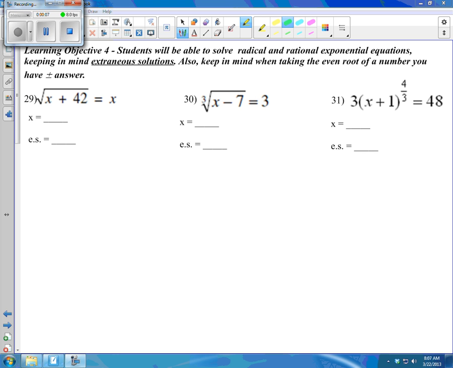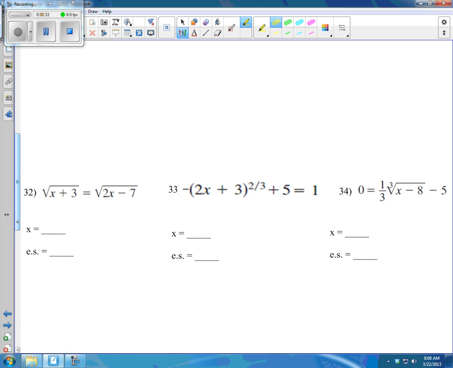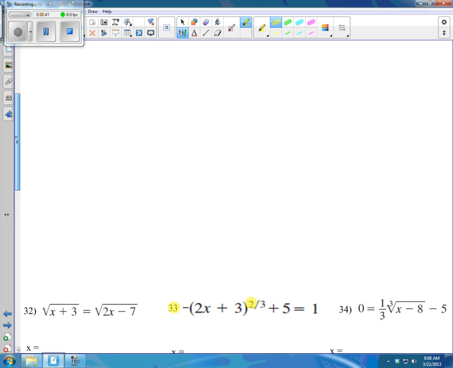It does say in the directions to keep in mind the extraneous solutions, and I'm not going to use the graphing calculator for that part when I do the extraneous solutions. And also keep in mind when taking the even root of a number, you're going to have a plus or minus answer. And the only problem that we have to worry about that with is going to be on 31, because in the exponent, the numerator is an even number. And then it's also going to be an issue when we get to 33 because the exponent's an even number. So I'm going to mark them now so I keep that in mind when I get to those problems.